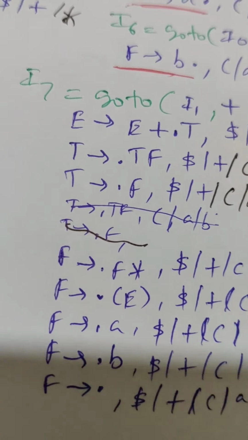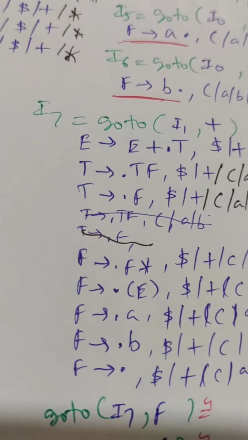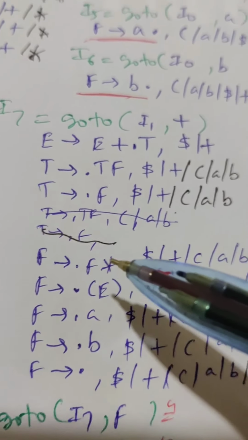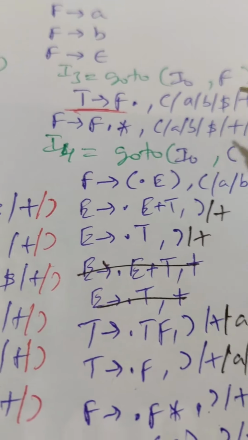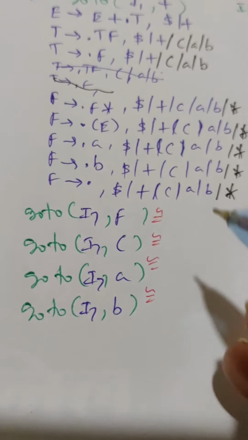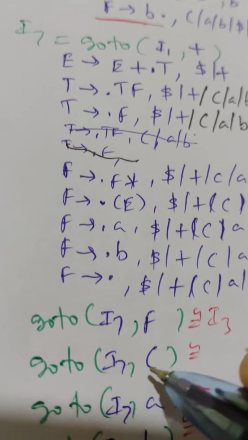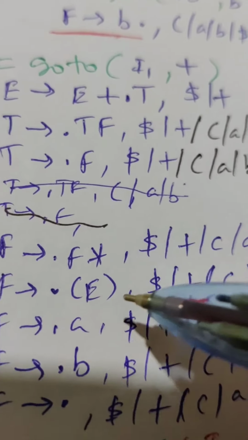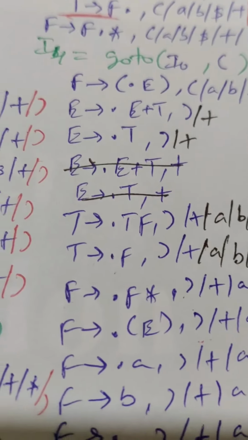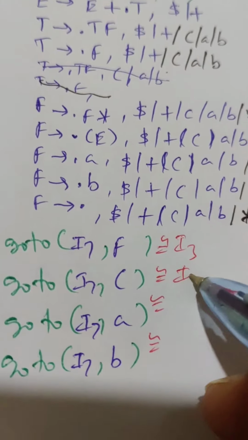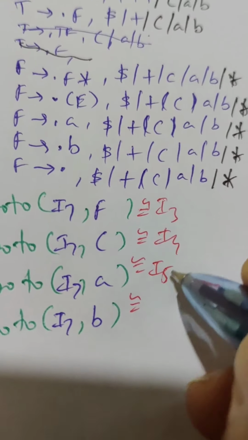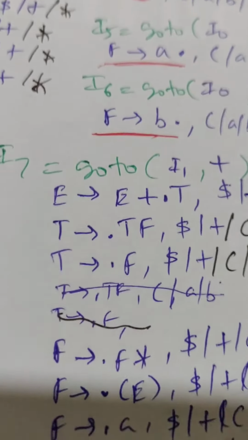Now let's take I7 comma F. Okay, so next go to is I7 comma F. That's T goes to F dot and F goes to F dot star. It is exactly the same as your item number 3. So let's go back and write here it's the same as item number 3. So let's go to next, I7 comma opening bracket, which is nothing but F goes to opening bracket dot E closing bracket, same as item number 4. So let's write here item number 4. Next I7 comma A and B is the same as your I5 and I6. So here I'll write I5 and I6. Okay, so item number 7 is done.